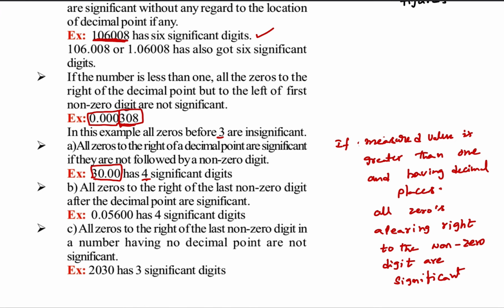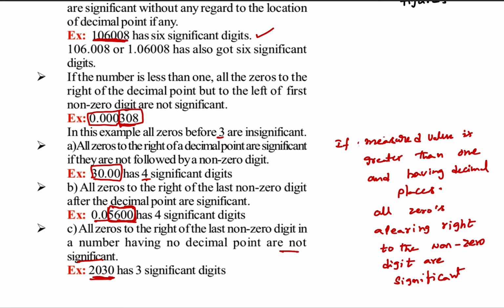Okay, now you can see that 30.00 is there, that 30.00 having 4 significant figures. Similarly, you can see that all zeros to the right of the last non-zero digit are also significant. 0.05600 is there. In this case, after the decimal point, whatever zeros are coming at the end, 5600 is there. Now after the non-zero digit 6, there are 2 zeros also, and those will come under the significant ones only. Okay, 5600 having 4 decimal places.